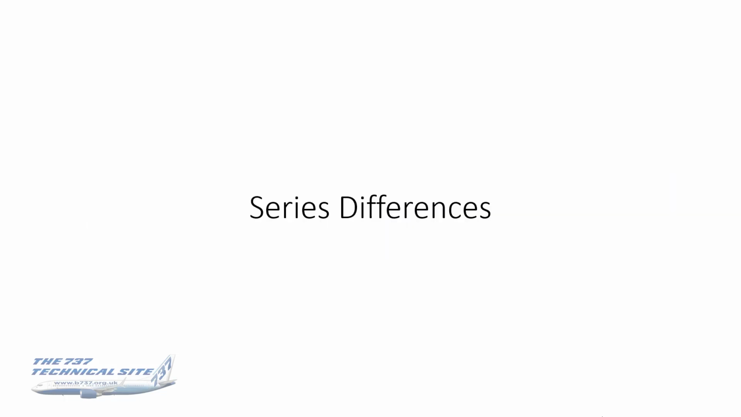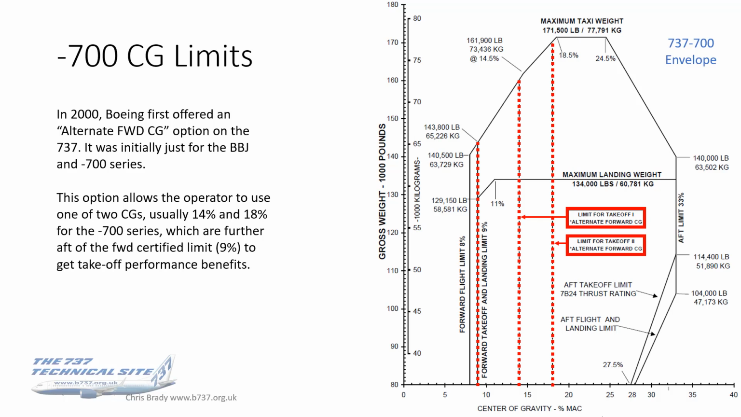Right, on to series differences. As I said, in 2000, Boeing first offered the alternate forward CG option on the 737. Initially, it was just for the BBJ and the 700 increased gross weight series, and they later rolled it out to all the others. Now, this option allows the operator to use one of two alternate forward CGs, usually 14 and 18% for the 700, which are further aft of the forward certified limit to get the performance takeoff benefits that we've been speaking of in the previous slides.